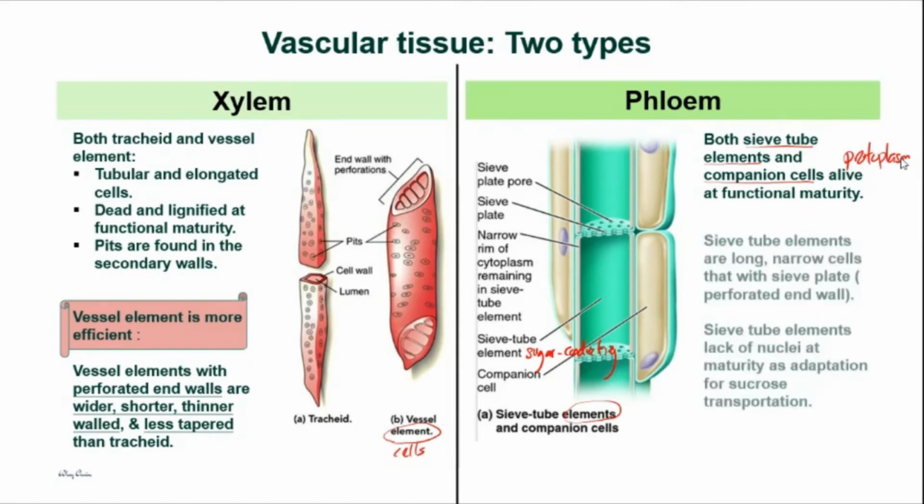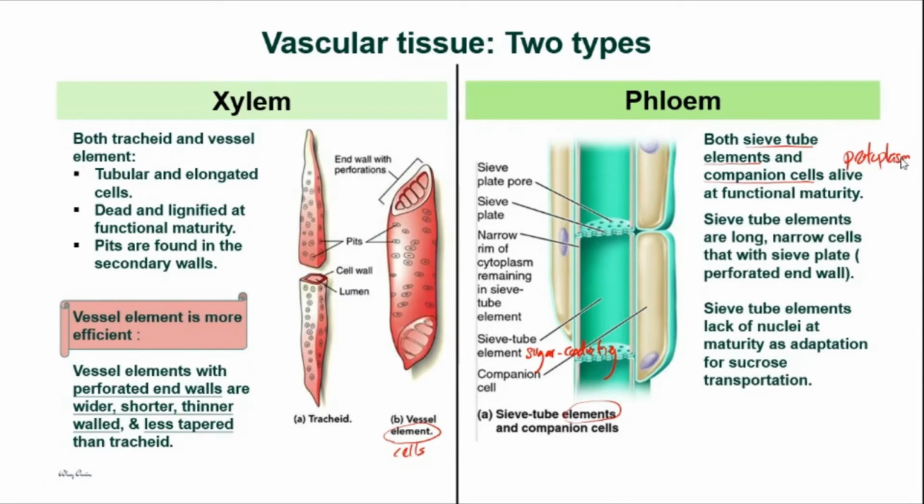Protoplasm dia tidak merosot sepenuhnya. Okay, so we call it as living cell at functional maturity. Tetapi masih ada, iaitu walaupun sieve tube elements they are living cell at functional maturity, right? But you notice they actually have no nuclei. Okay, have no nuclei in their thin cytoplasm.